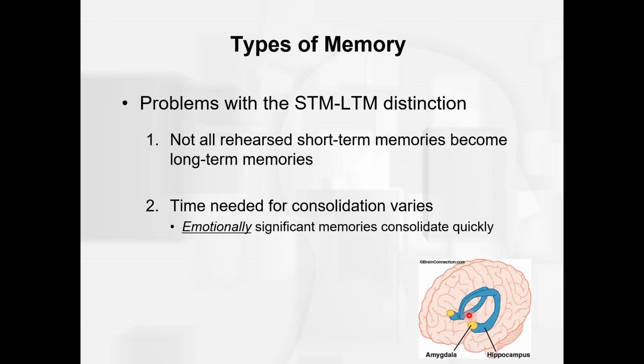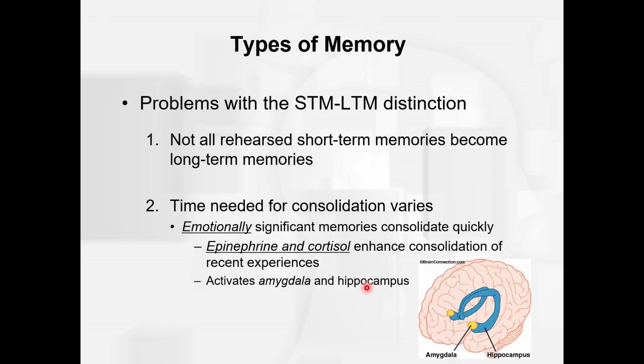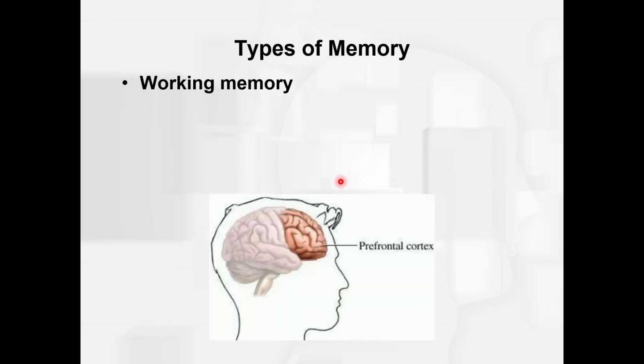So in terms of emotional memories, when you have epinephrine and cortisol released because of some sort of stimulating emotion, it makes it easier to consolidate that memory. It happens more quickly. However, remember, we also talked about how that could be detrimental long term. So as I just said before, epinephrine and cortisol enhance the consolidation of those recent experiences and activate the amygdala and the hippocampus. Baddeley and Hitch proposed an alternative to short-term memory that they called working memory.